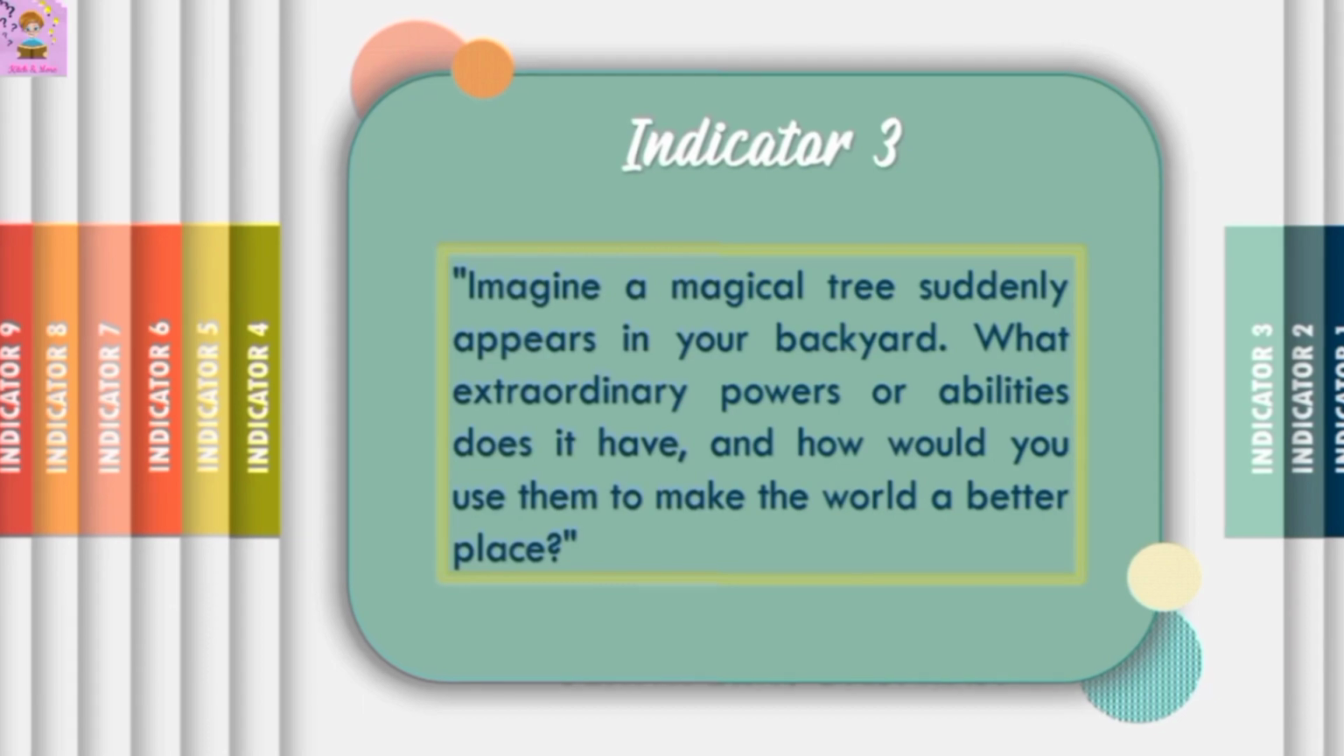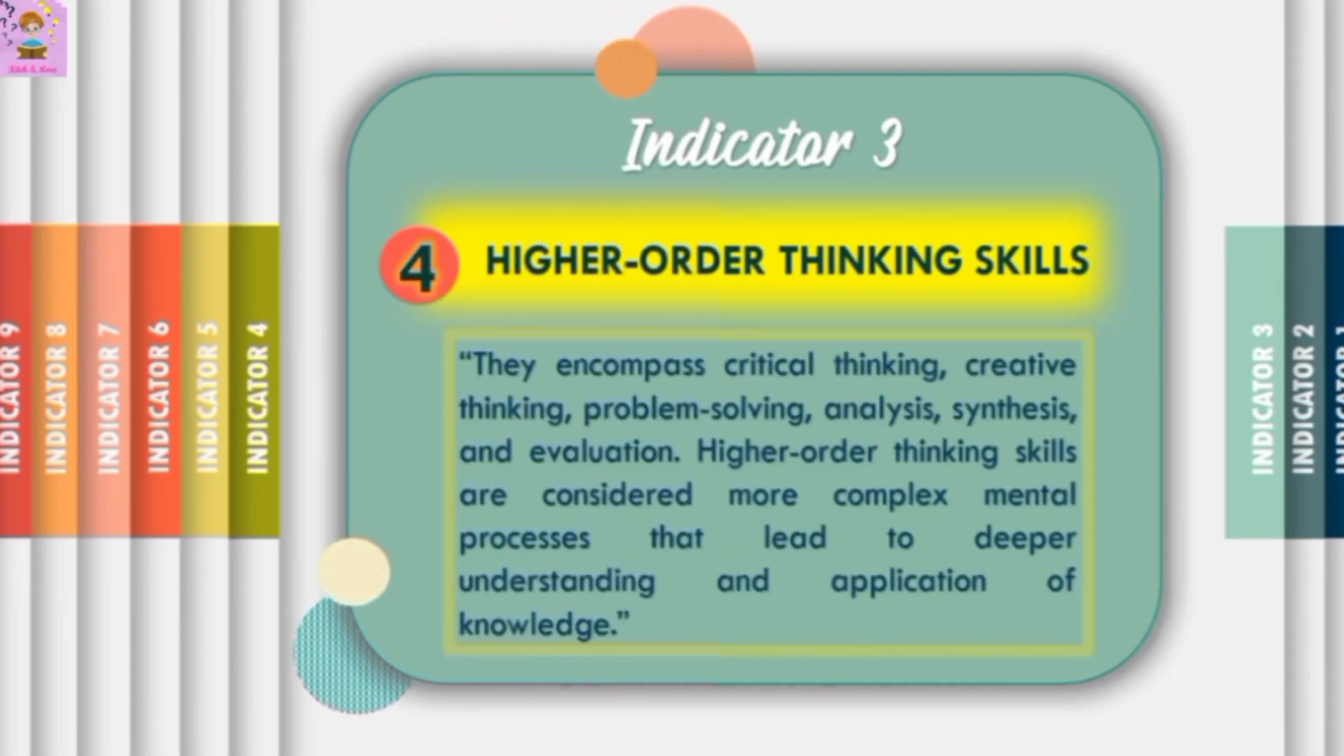Next, we have higher order thinking skills. They encompass critical thinking, creative thinking, problem-solving, analysis, synthesis, and evaluation. Higher order thinking skills are considered more complex mental processes that lead to deeper understanding and application of knowledge. Higher order thinking skills involve thinking more deeply and creatively. It means that students show they can do more than just remember and understand basic facts. They can think in more advanced ways like figuring things out, solving problems, and making connections.